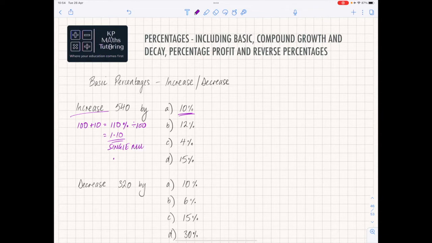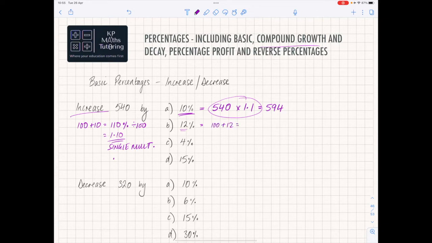Okay? Single multipliers will help you when we get to things like compound, and it will help us solve some more complex problems. So if you can understand and get your head around using a single multiplier, it's a lot better way of doing it. So what we're saying is 540 times 1.1 will then give me an increase of 10%. So we know the answer is 594, but if you type that into your calculator, 540 times 1.1, it gives you that 594.